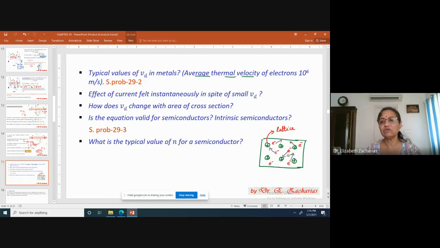And because of this thermal motion, it is so random that effectively no charge will be flowing out. All the charges will be confined within that area or volume only, but they will be randomly moving. And they will be moving because of thermal energy, and the speed with which they will be moving will be 10 to the power of 6 meter per second.